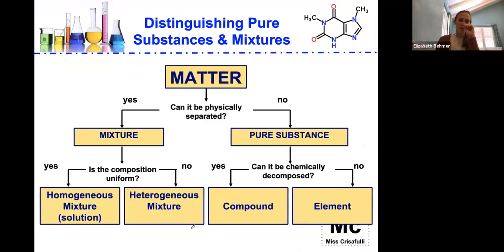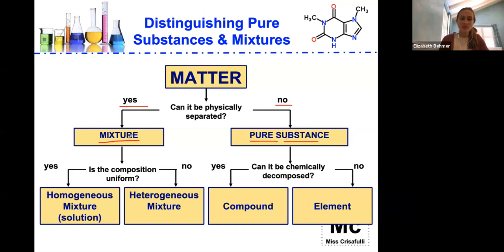Distinguishing then between a pure substance and a pure mixture, you can use this table and flow chart to help you with this. When you look at matter, ask yourself, can the matter be physically separated? If it can be, then we're talking about a mixture. If the matter cannot be physically separated, then that is a pure substance.